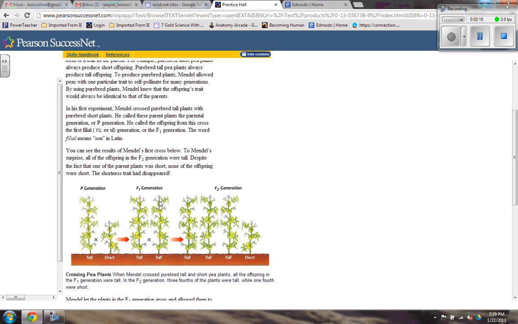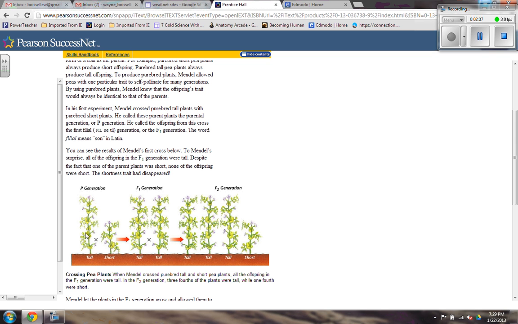You can see the results of Mendel's first cross below. To Mendel's surprise, all of the offspring in the F1 generation were tall, despite the fact that one of the parent plants was short. None of the offspring were short. The shortness trait had disappeared.